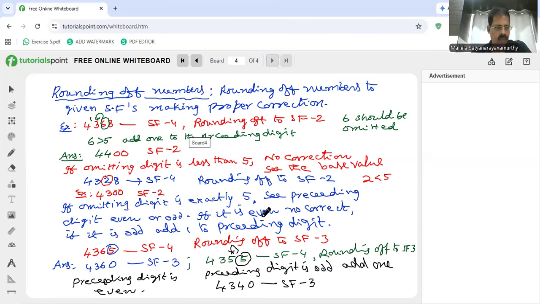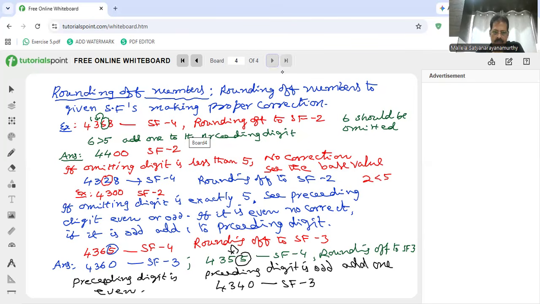If the omitting digit is exactly 5, see the preceding digit, even or odd. If it is even, no correction. If it is odd, you have to add 1 to the preceding digit. So I have given 2 examples. 4368, rounding off to 3 significant figures. So 5 exactly, and the preceding digit is even, no correction. Significant figure is 3 only. Now the second example, rounding up to 3, 4, 3, 5, 5. Here the preceding digit is 5, an odd number, so you have to add 1.